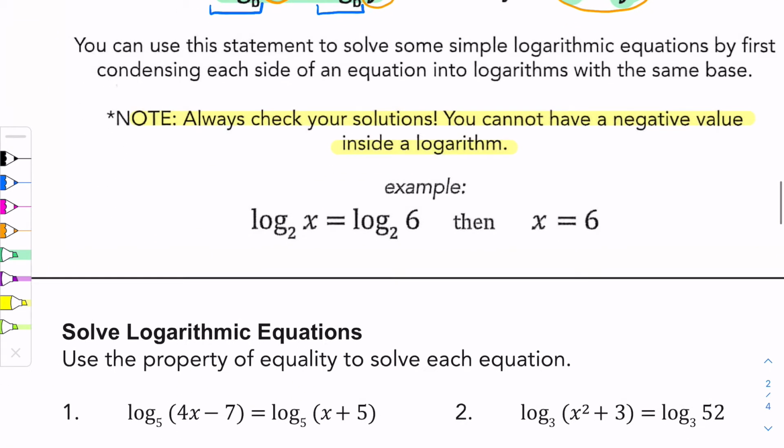Anyways, the example I gave you in this section shows that log base 2 of x is equal to log base 2 of 6. So you can see that the log and the base on both of these is log base 2. That means you can set x equal to 6 as your solution.